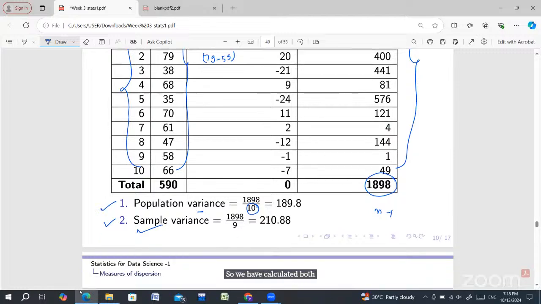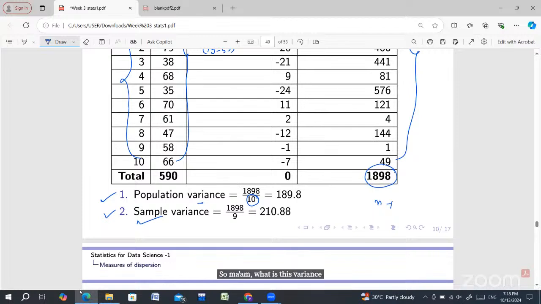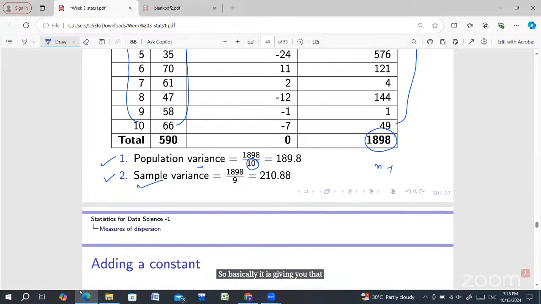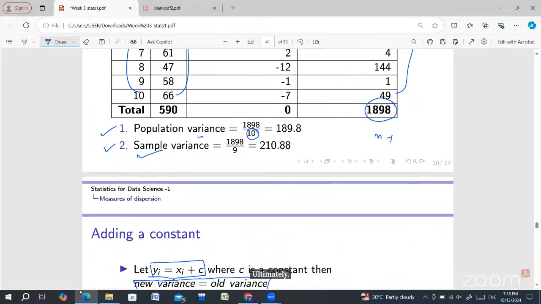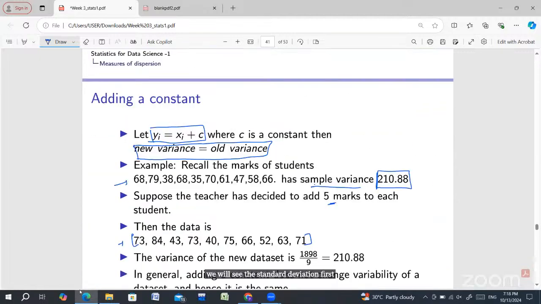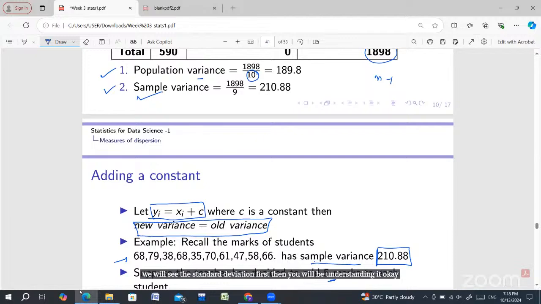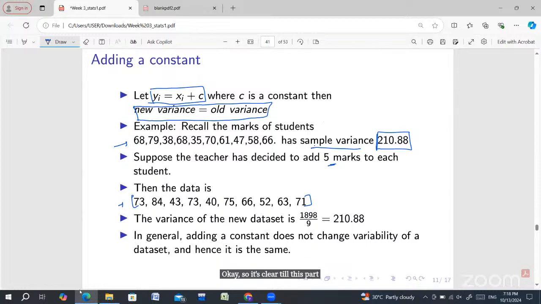So, ma'am, what is this variance indicating? What is it telling us? So basically, it is giving you ultimately the spread. We will see the standard deviation first, then you will understand it. Okay. Yes, ma'am. So it's clear till this part. Yes, ma'am.